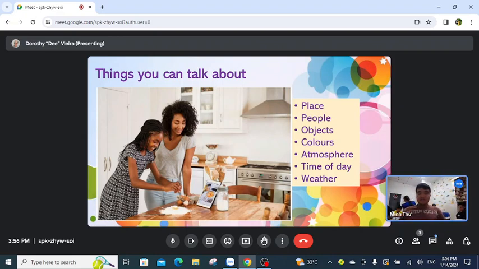Hello, teacher Day. Hi, Nick. Are you ready? Yes. 1, 2, 3. Hello, teacher Day. Today I will describe the picture. In this picture, there are two girls in the kitchen. I think the girl with the plain t-shirt is the mother, and the girl with the cotton dress is the daughter.